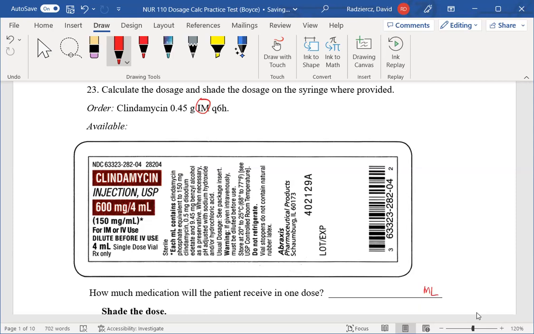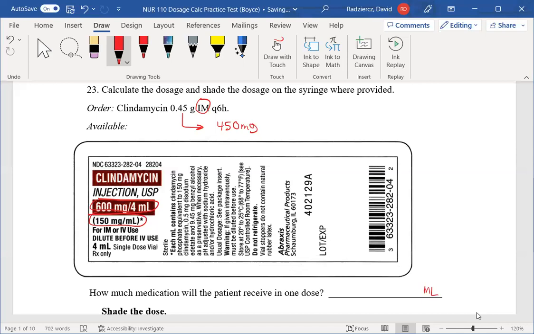So the next thing is, I need to figure out what I'm calculating for. Clindamycin is an antibiotic. You can see that it's available, and there are two numbers written here. There's 600 milligrams for 4 ml, and right underneath it, it's 150 milligrams per ml. If you take 600 divided by 4, it equals 150. So all they did was reduce it to the per milliliter, and that's the number I would utilize if I were you. The other thing is you'll see that the available is in milligrams, but the order's in grams. So we need to convert grams to milligrams. So this becomes 450 milligrams.